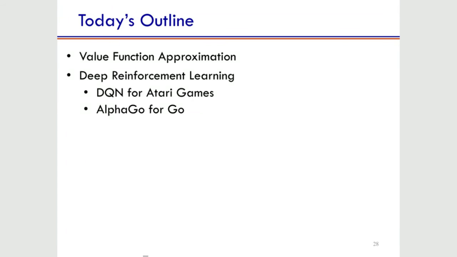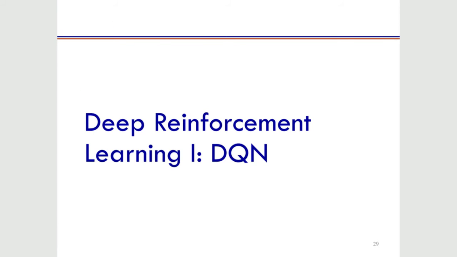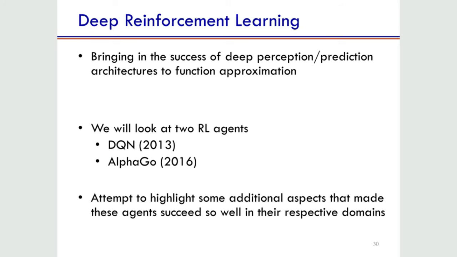So let me talk about the DQN itself, which is that CNN part. In particular, in the next 40 or 45 minutes, we're going to spend 15 minutes on DQN and 20 minutes on AlphaGo Zero. These are somewhat older technologies now. So let's start with DQN.